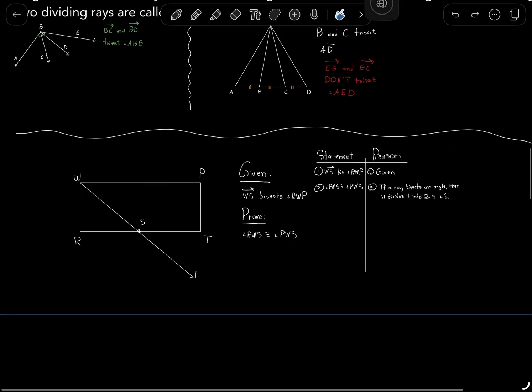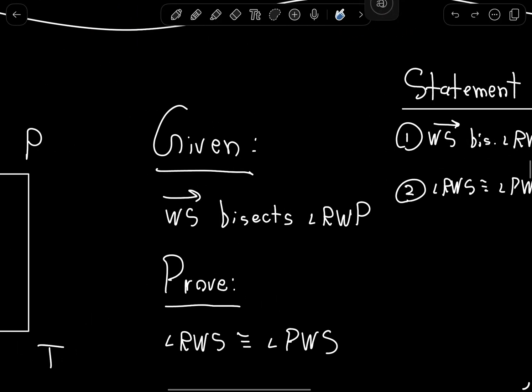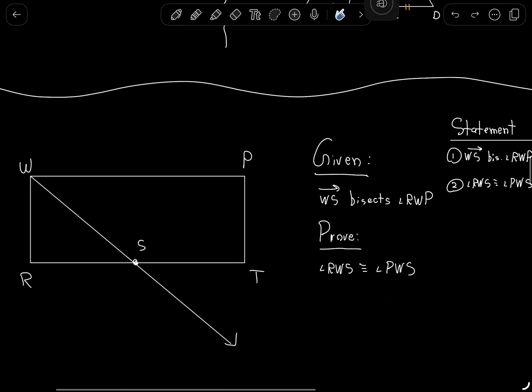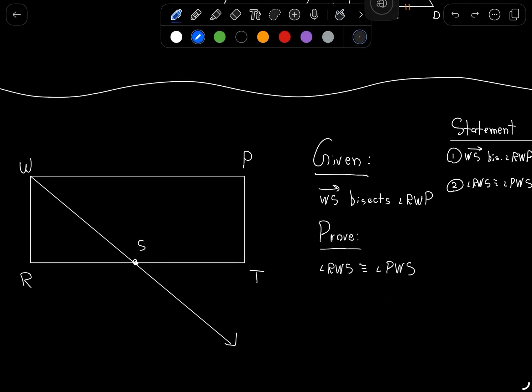Whenever you're given a proof problem, first things first, you look at your given. In this question, they gave us a statement and a diagram, which is nice. They tell us that ray WS bisects angle RWP. I draw on the diagrams just to help me visualize things more. So here, that ray is bisecting this entire angle, and we're trying to prove that angles RWS and PWS are congruent. Let's highlight those angles in red. We're trying to prove that that angle is congruent to PWS, which is this angle.